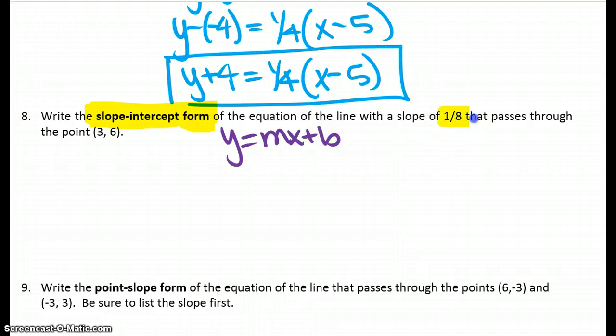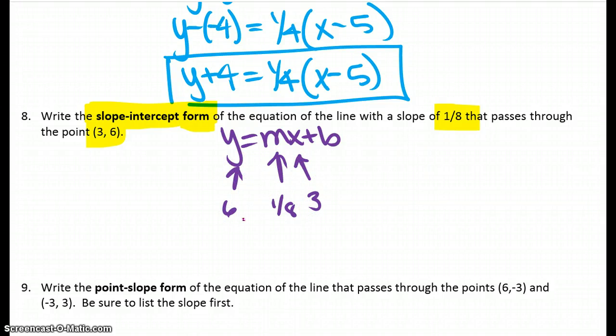So it's given me the slope, which is 1/8, so I know that's m. So m I know is going to be 1/8. It also gives me a point, 3, 6. So I know x is going to be 3 and y is going to be 6. In this case, the only thing left to solve for is b. Okay, so basically, you're skipping the step of finding the slope. You're just plugging a point back in, and you're not given a choice of a point. You're just given one point to plug back in to solve for b. So let's do that now.